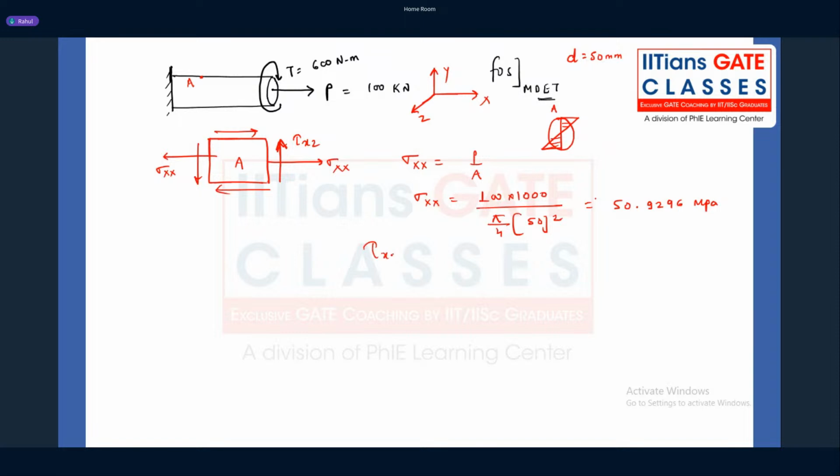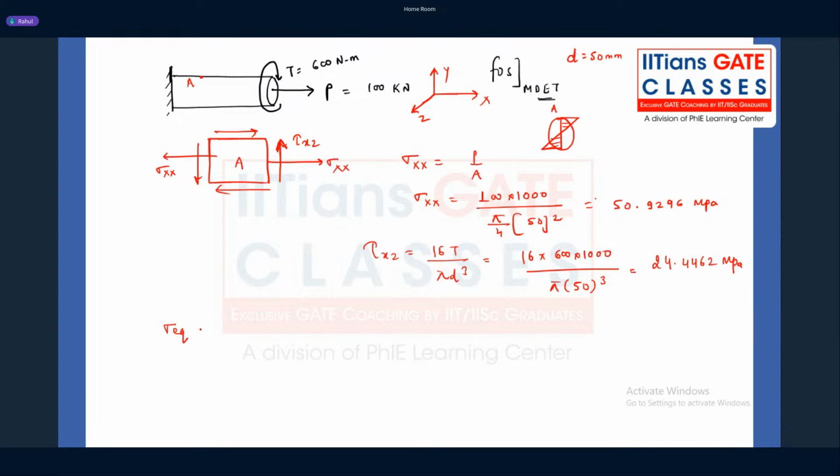What about the tau xz? 16T over pi d cube. What is the T value, guys? T value is 600 into 1000, because everything we need to convert in Newton mm so that we can get megapascal. That means 1 megapascal is 1 Newton per mm square. So what you can write here? 16 into 600 into 1000 over pi over 50 cube. So which is nothing but 24.4462 megapascal.